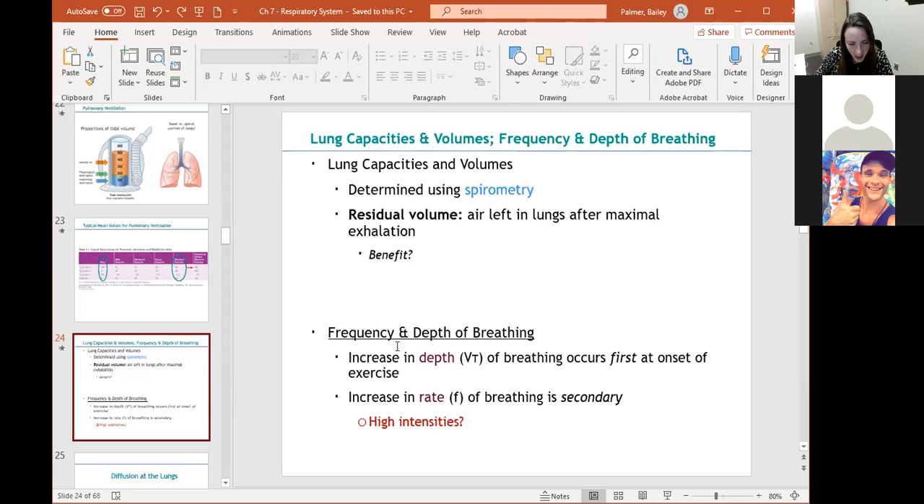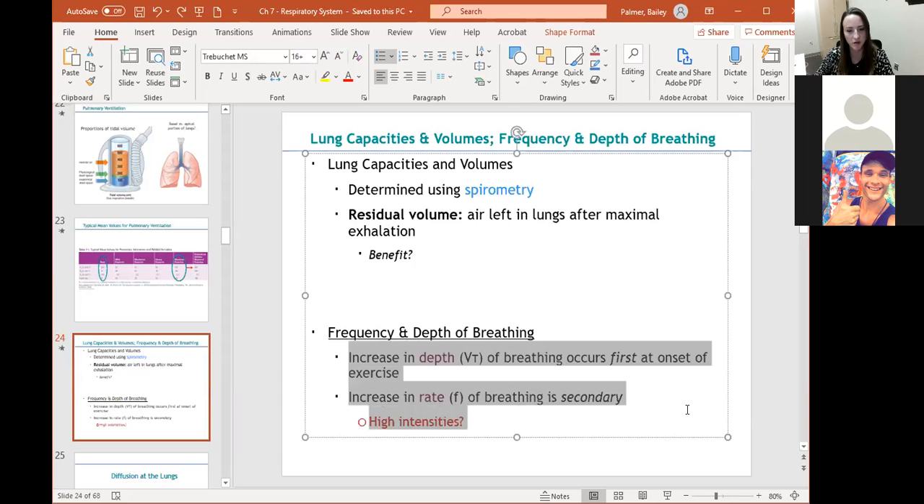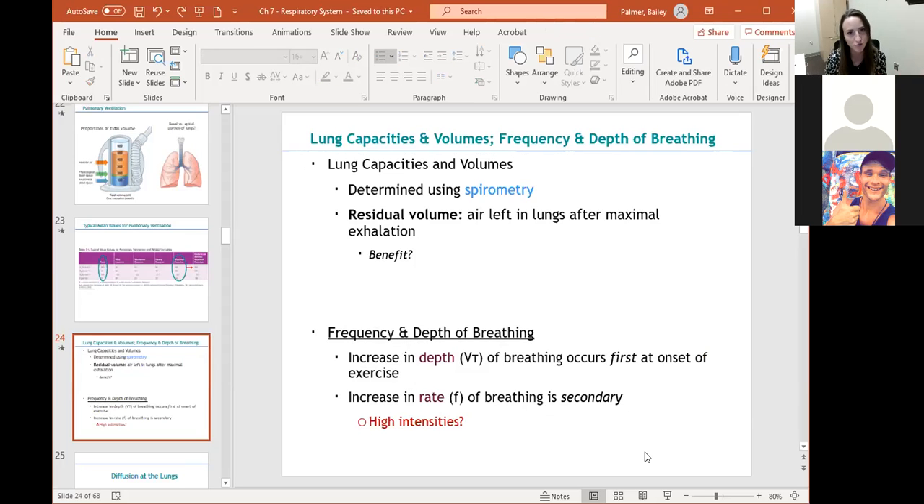And then down here, this is, I know for sure, a question on your exam, talking about depth of breathing versus rate of breathing, and which one happens first during exercise. So think about when you start exercising, what's going to happen? Usually you increase the depth of your breathing. That's going to be tidal volume. So tidal volume is how deep you can go or how much you can expand your lungs during exercise. So depth of breathing occurs first.